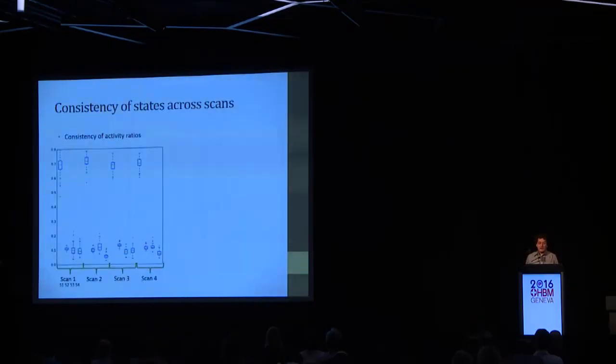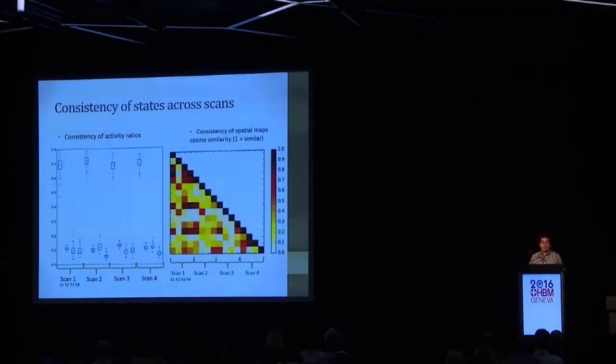We've also looked at consistency, so the test-retest, across 4 scans. What you see here is the consistency of the activity ratio. This shows that across the 4 scans, state 1 is always the prominent one, and states 2, 3, and 4 are also quite reproducible in terms of how the activity is spread. And we also looked at consistency of the spatial maps. So we use the cosine similarity measure, which is maximum when it's 1, meaning it's perfectly similar. And you can also see here that you have across scans state 1.